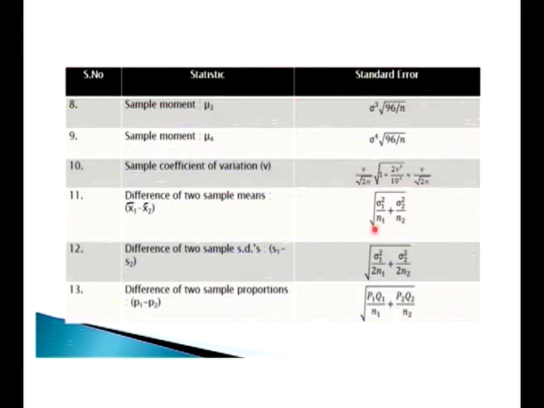This particular statistic and standard error will have an importance in testing of significance. Similarly, if the difference of two sample standard deviations S1 minus S2 is the statistic, then the standard error is root of sigma 1 square by 2 n1 plus sigma 2 square by 2 n2. Next, for the difference of two sample proportions P1 minus P2, the standard error is root of P1 Q1 by n1 plus P2 Q2 by n2.